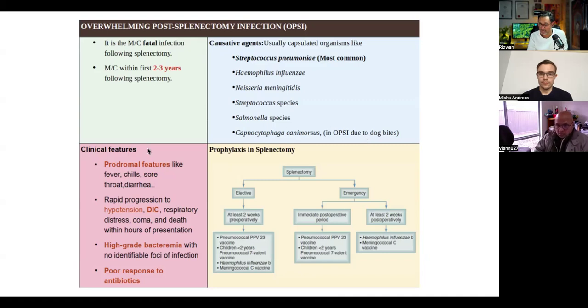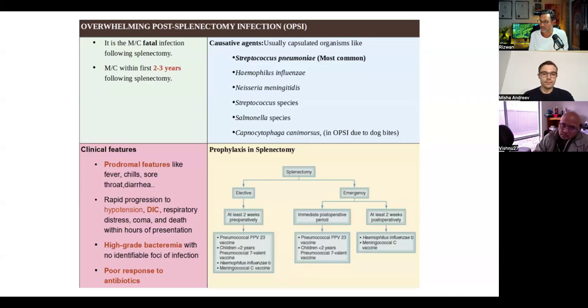What would be the features? Obviously, this scenario is for a well patient, but if there's a scenario related to a post-splenectomy patient who looks unwell, there could be some prodromal features like fever, chills, non-specific sore throat, and diarrhea. Rapid progression to shock state, coupled with DIC, hypotension, high-grade bacteremia, fevers, rigors, chills, and poor response to antibiotics, because these patients have a tendency to go into septic shock as their immune system is compromised.